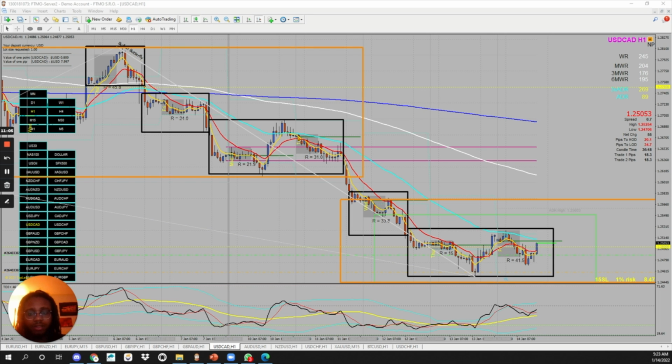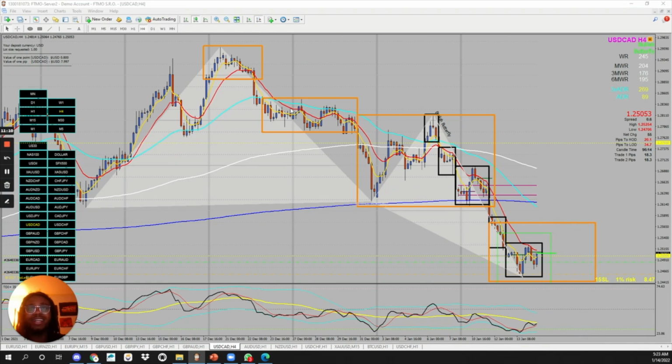So back to the playbook. We got our levels. And one thing I want to point out is it's funny because even on a 4-hour chart, we have our levels. Level 3, level 1, level 2, level 3. We're in level 3 conditions right now. And we got a nice bullish harmonic pattern.